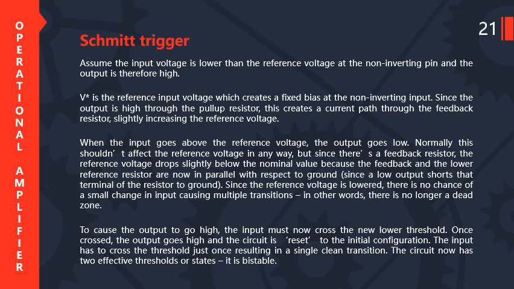To cause the output to go high, the input must now cross the new lower threshold. Once crossed, the output goes high and the circuit is reset to the initial configuration. The input has to cross the threshold just once, resulting in a single clean transition. The circuit now has two effective thresholds or states. It is bistable.